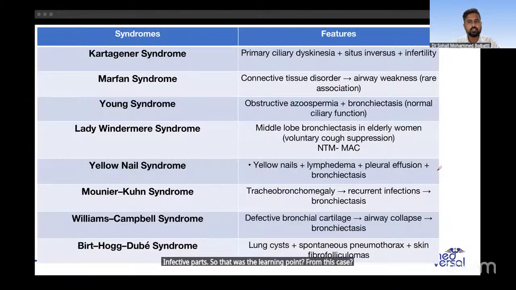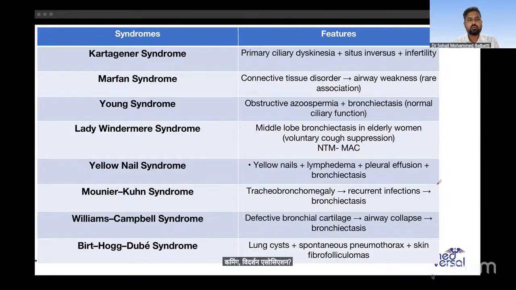Okay, this is again one more important chart, which is useful if you are writing a competitive exam, or sometimes we see certain syndromes coming with bronchiectasis. First important is Kartagener syndrome, which is a triad of primary ciliary dyskinesia and situs inversus, along with infertility. We have Marfan syndrome, a type of connective tissue disorder, where because of airway weakness, it is a rare association. And we have Young syndrome, where we have obstructive azoospermia with bronchiectasis, but here the ciliary function is normal.